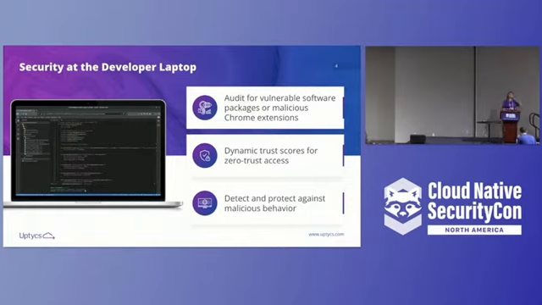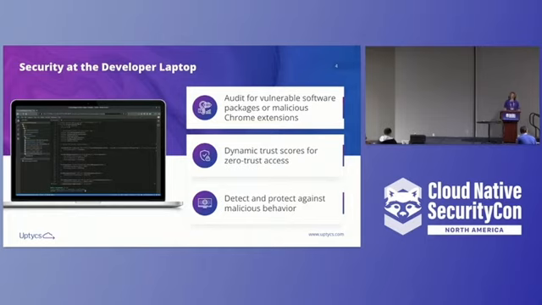Imagine a developer laptop is the perfect entry point for an attacker. They can enumerate your environment. They can see what tooling you have. They can try and steal Git SSH keys. They can try and steal AWS credentials. So this is a really strong point that we need to secure when we think holistically about our pipeline. On the right here, I included some of the examples that customers have asked us to help solve for security at the developer laptop. I'll go through them now.